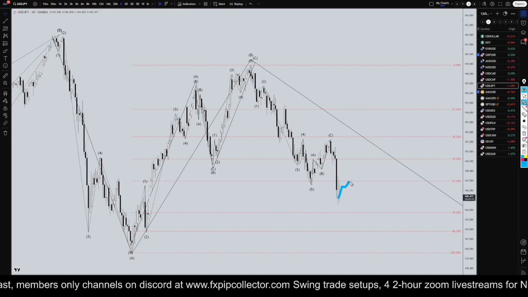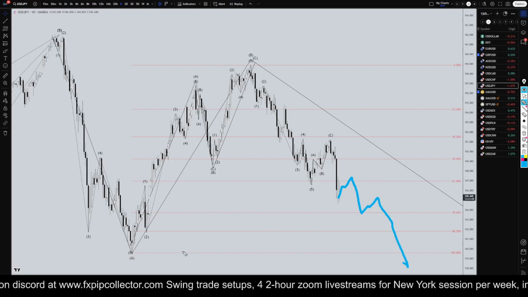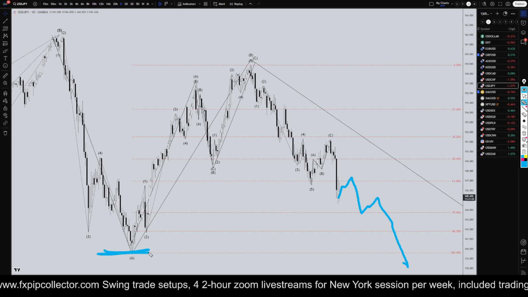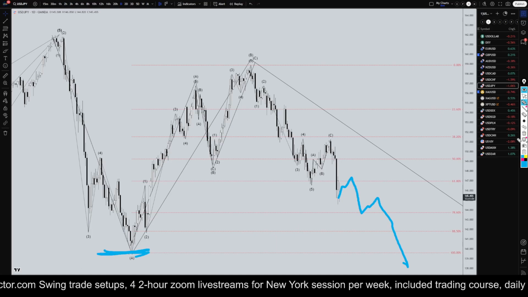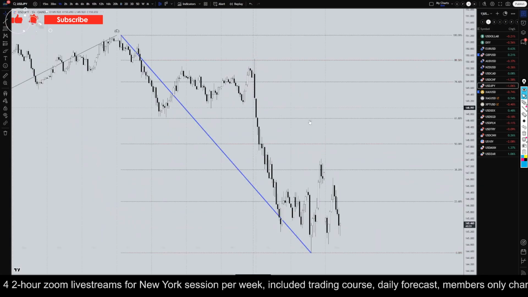I think even if it does go up, it's most likely just going to be a crutch into the downtrend. I think it's more likely that it will go down and take out the previous lows over here. So I am definitely very bearish the dollar and the dollar yen, obviously.